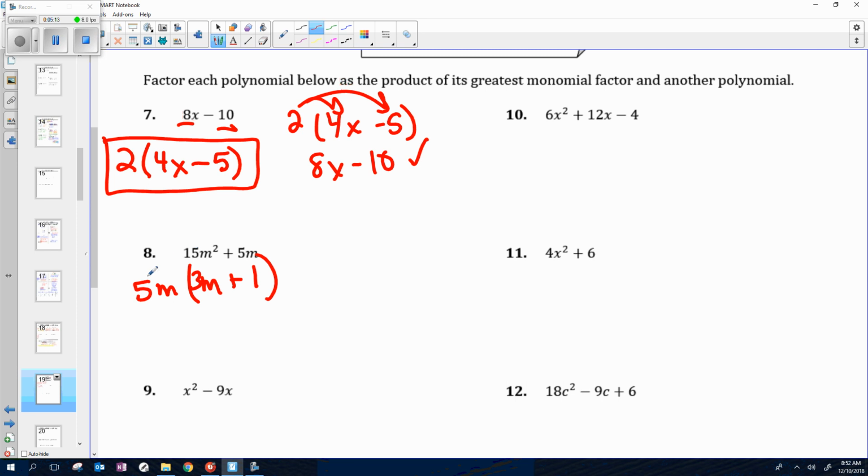So if I did 15 divided by 5, that means I would be left with that 3, right? So I need that coefficient of the 3 in front of the m. So if I want to check by distribution, I would be left with 15. m times m is m squared. 5m plus 1 is plus 5m.